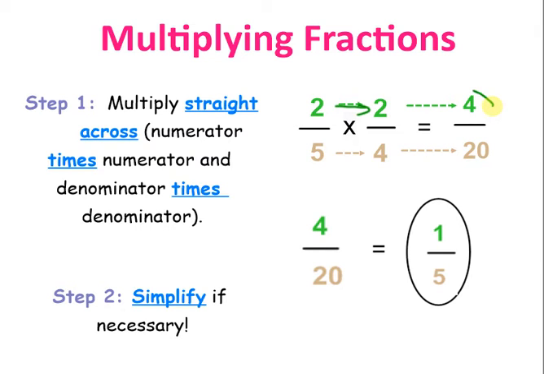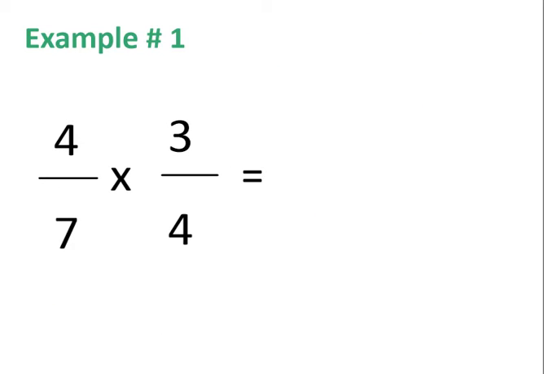Now, this answer right here, 4 over 20, is incorrect because it's not simplified, okay? In order to simplify it, we know that we need to find the GCF and divide by the GCF and make sure it's in the most simplified terms, which would bring us down to 1/5, okay? So, let's go ahead and practice that.